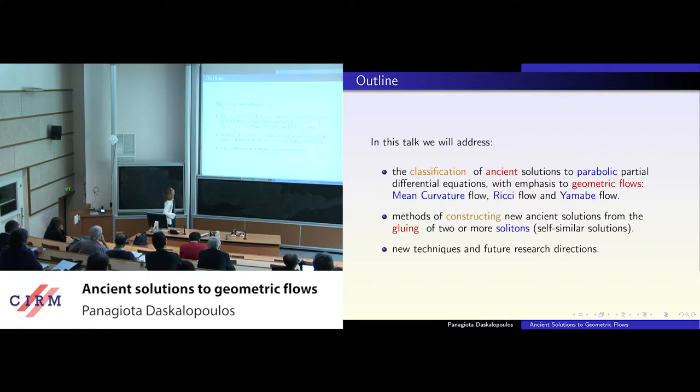So what I would like to discuss is some work related to uniqueness of ancient solutions in geometric flows, in particular the Mean Curvature flow, the Ricci flow, and the Yamabe flow. And also some examples where we construct new types of ancient solutions from the gluing or the merging of solitons, which are self-similar solutions in certain cases, traveling waves. And I would like to point out some new techniques, future research directions, and a lot of open problems that we don't know how to do.